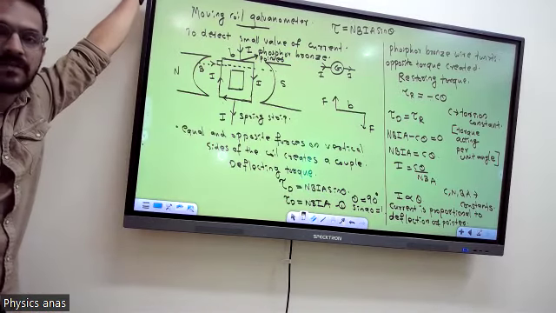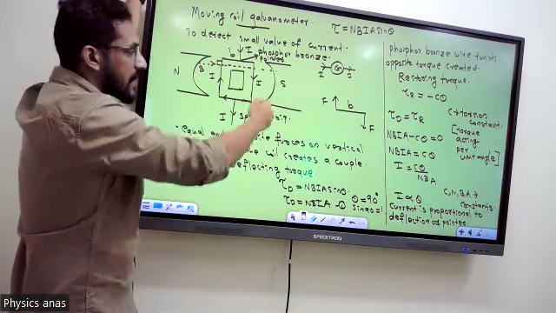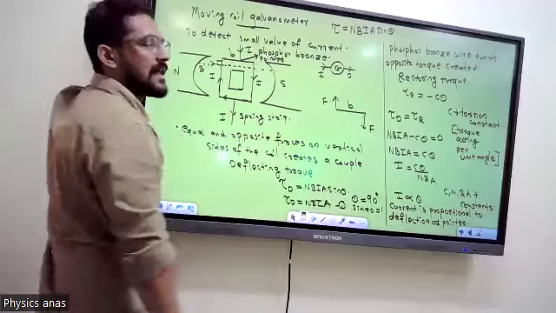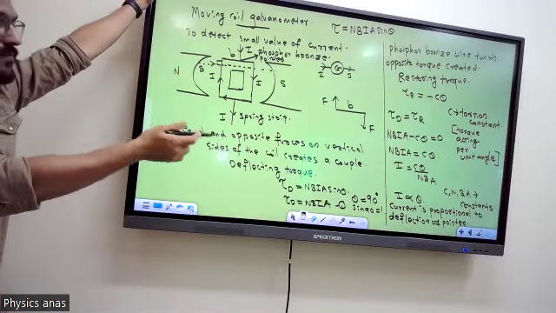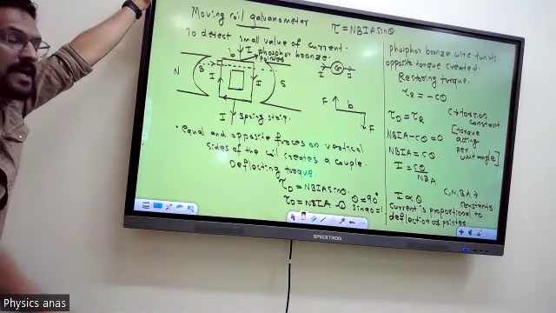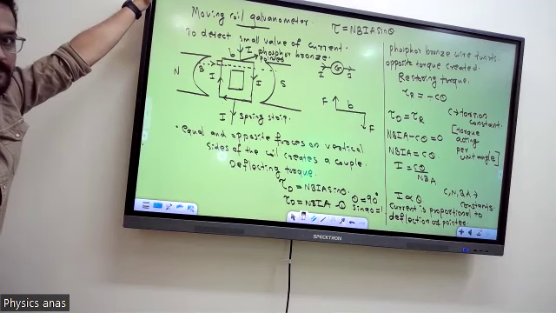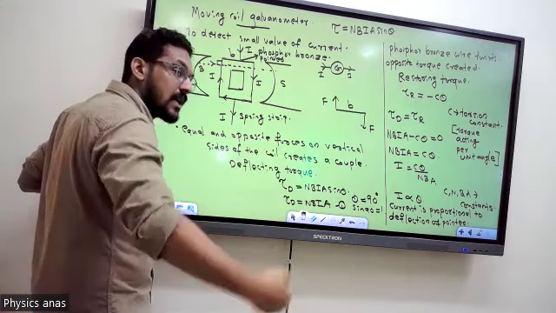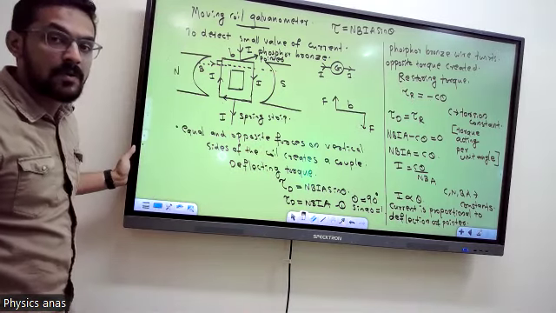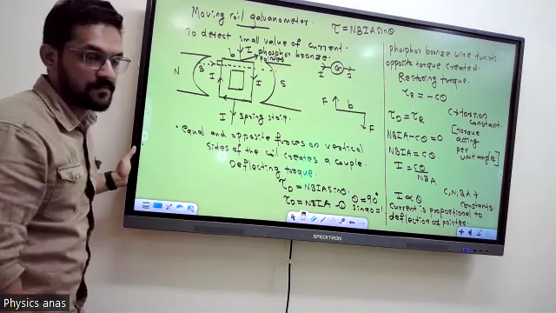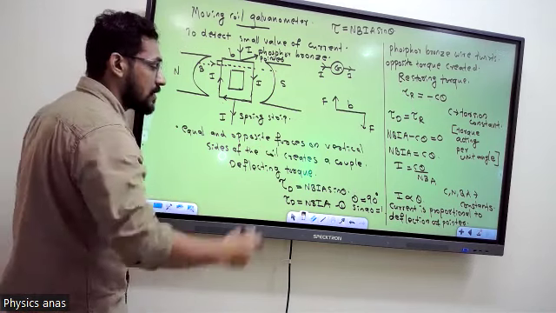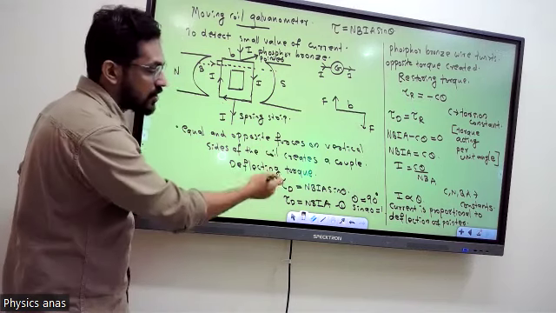Sorry, series. And when the current is passing through the coil, there will be equal and opposite forces on the vertical sides of the coil. That will create a couple. That couple will have a moment of its own. That turning effect of the force, or moment of couple, is called torque. That means there will be a torque created there, and that torque can be called deflecting torque or TOD.